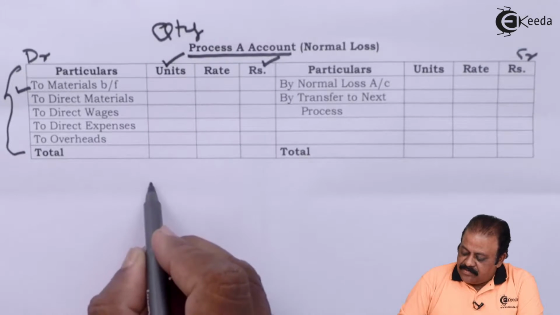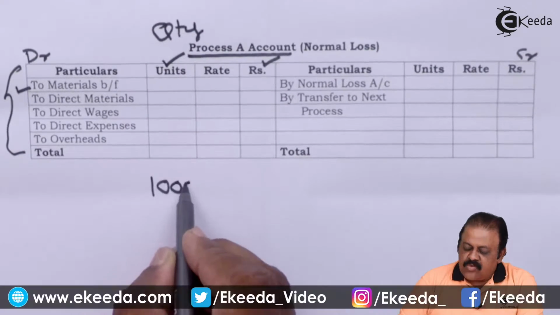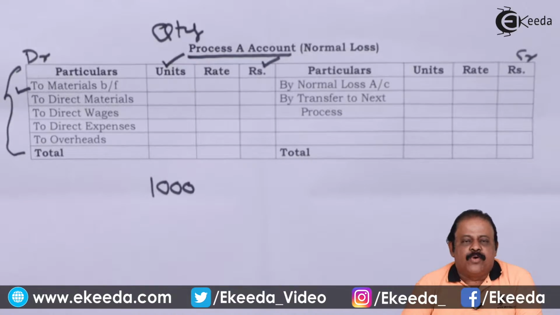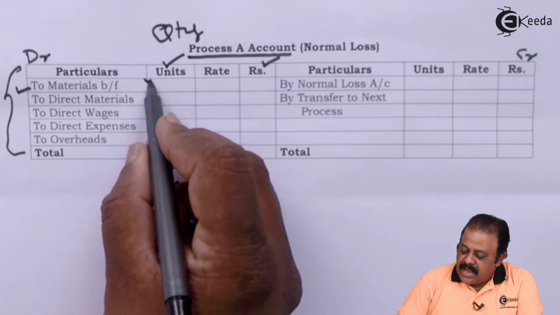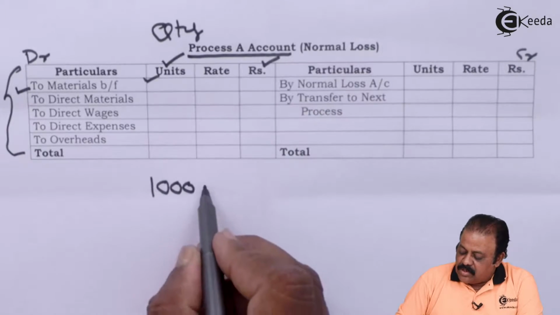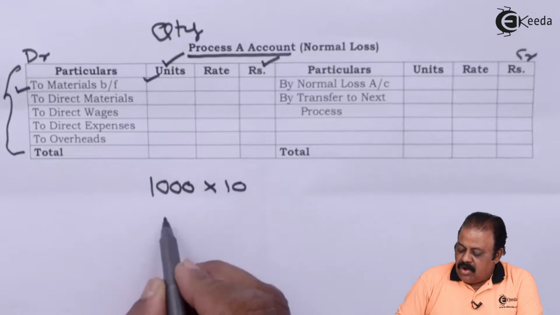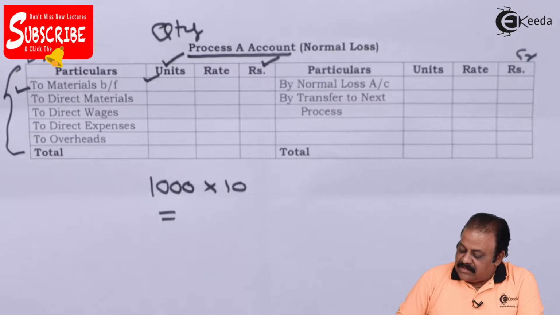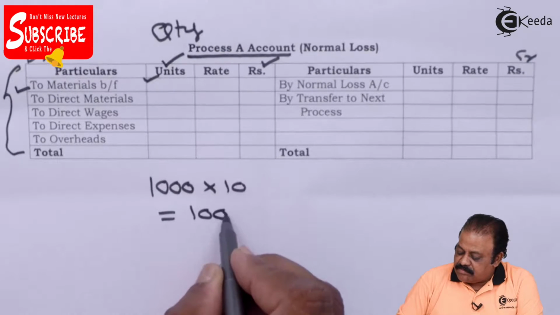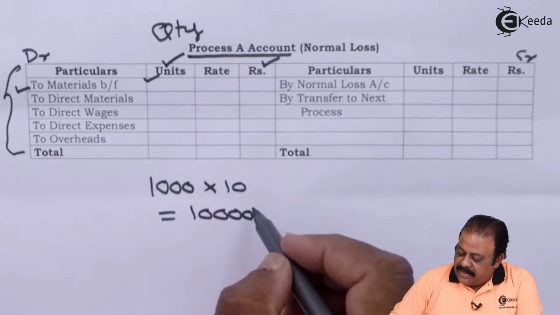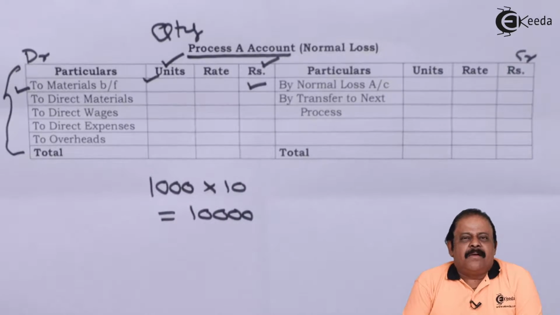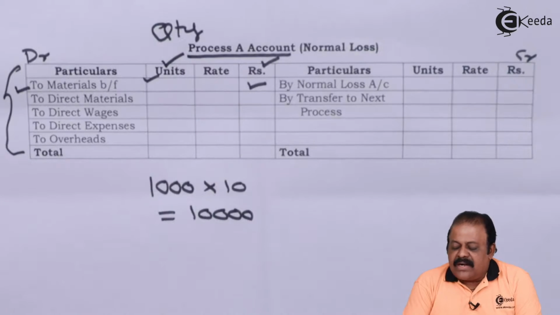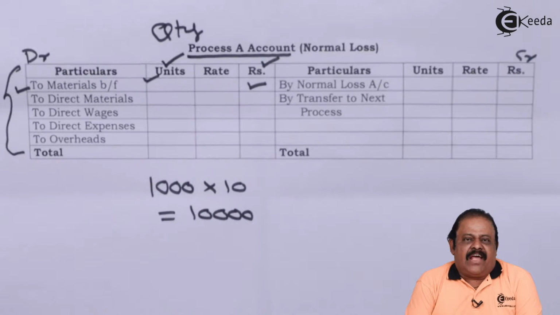For example, if 1000 units of input are introduced, then 1000 will be recorded here in the unit column and its value, say suppose rupees 10 per kg or rupees 10 per liter, then that amount becomes 10,000. This 10,000 will be recorded here in the rupees column. So material, that is the main input, is recorded along with quantity and value.